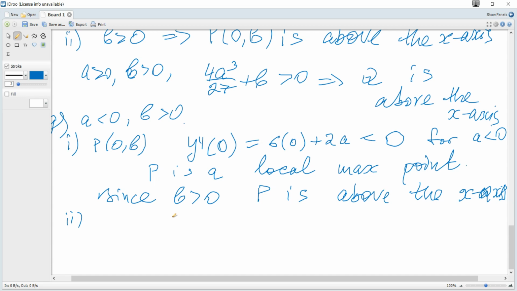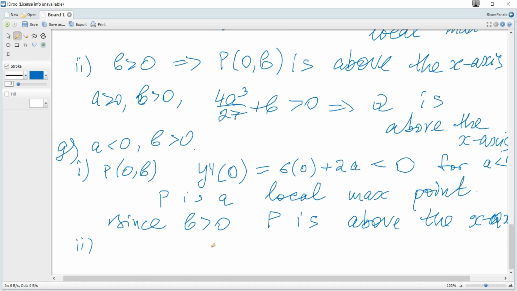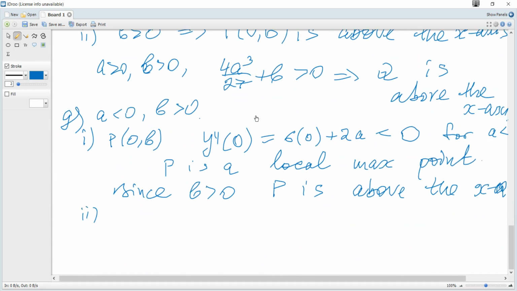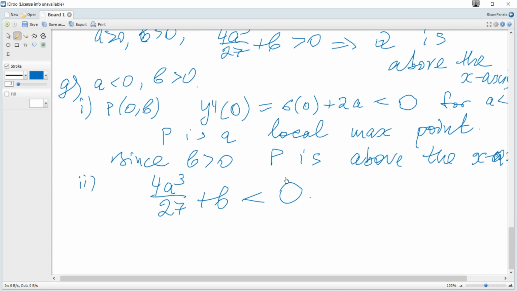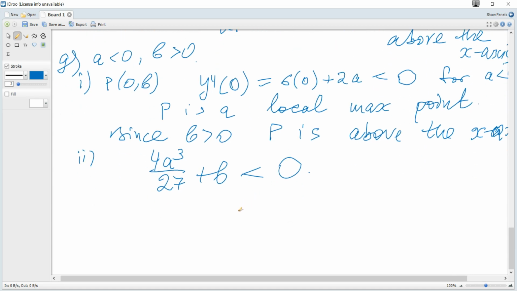II. State the condition on a and b that determines that Q is below the x-axis. 1 mark. Q has y coordinate 4a cubed over 27 plus b. To be below the x-axis, the y coordinate must be less than 0, and that's all for 1 mark.